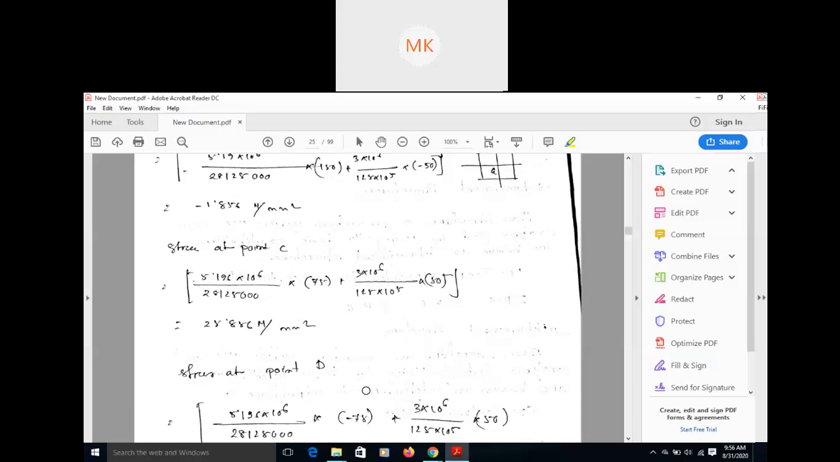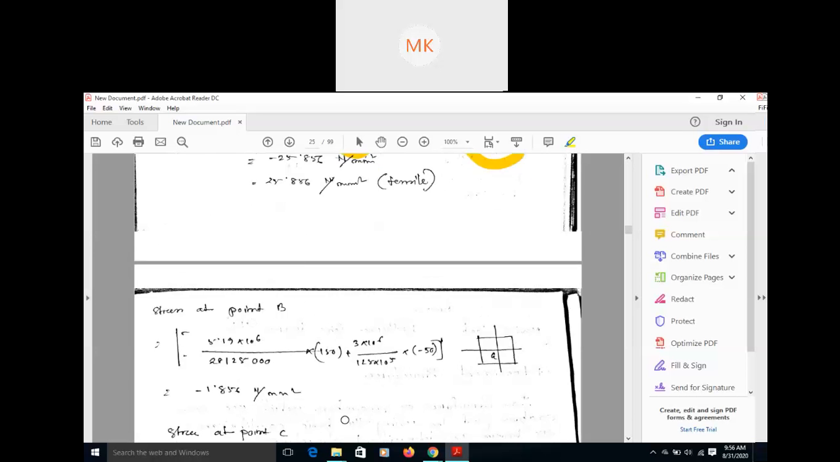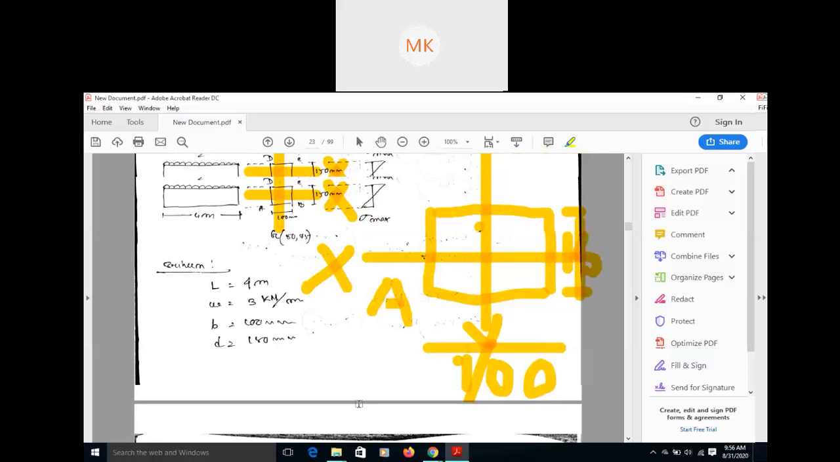Just repeat the steps. It's very simple. The only confusion is that you have to learn how to find out the coordinate for each section. I think all of you know at which point it will be compression and at which point it will be tension. Can anyone tell me, as per the section?